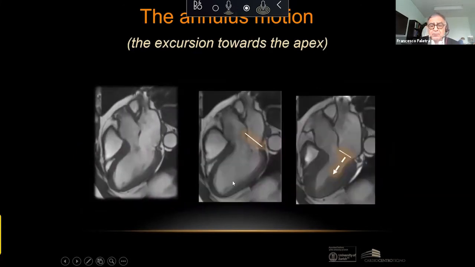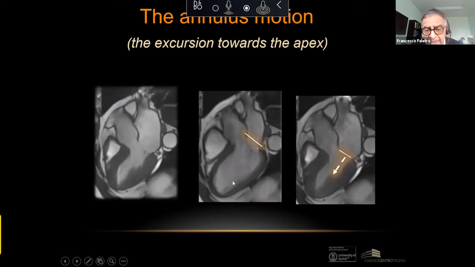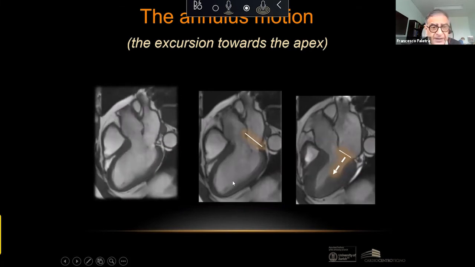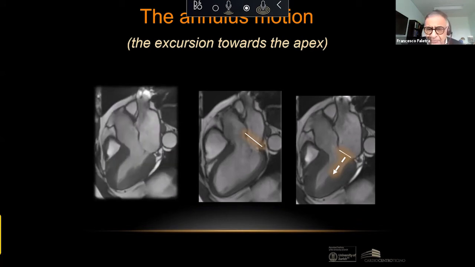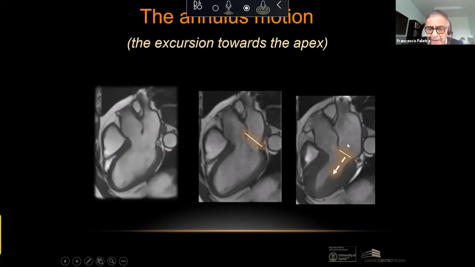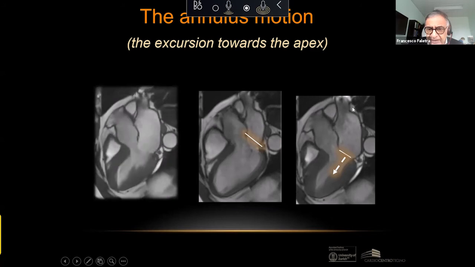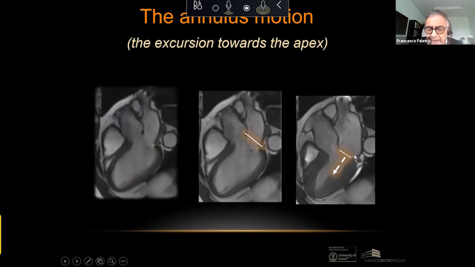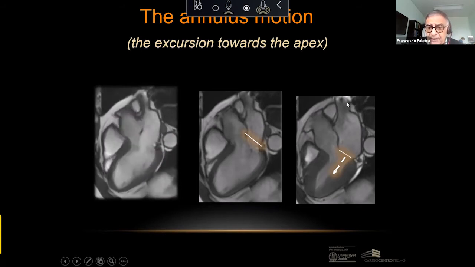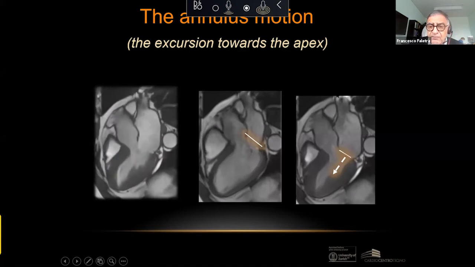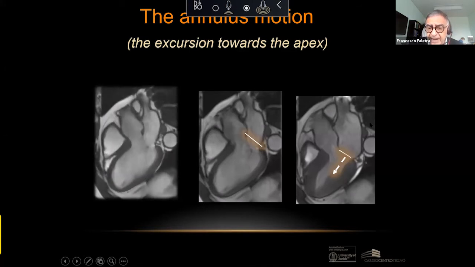The other motion of the annulus, which is really very important, is the excursion toward the apex. This is important for many reasons, because with this excursion the left atrial cavity becomes larger. So the pressure in the left atrial cavity becomes negative. This favors the flow from the pulmonary veins into the left atrial cavity.